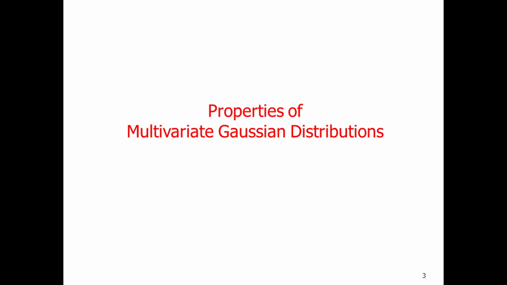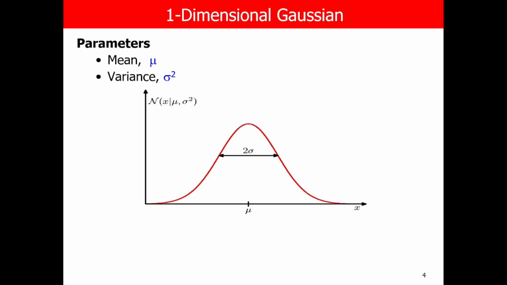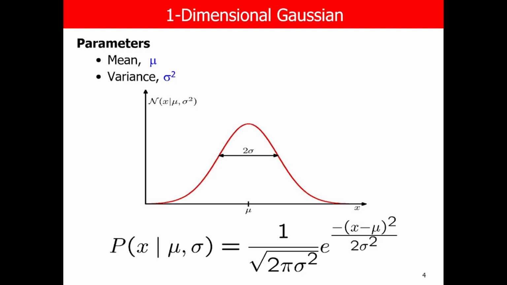Before we start discussing the details of the mixture of Gaussians algorithm, let's talk about some important properties of the Gaussian distribution. The Gaussian distribution has two parameters, the mean and the variance. In one dimension, this is its density function. The mean is denoted by mu, and the variance is denoted by sigma squared.